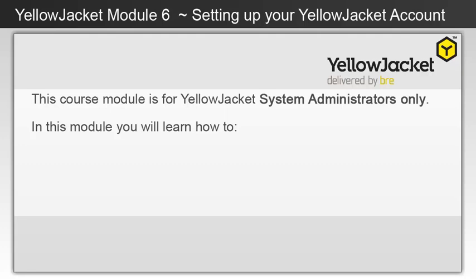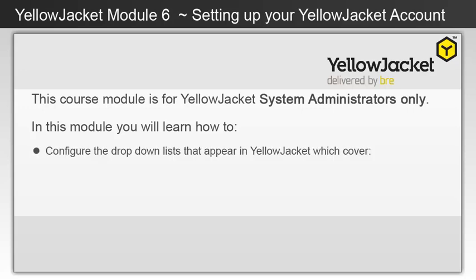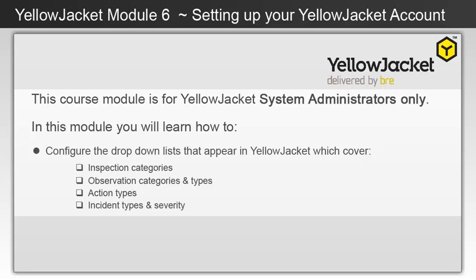This Yellow Jacket training course module is designed for system administrators only, also referred to as super users. Until the tasks within this module are completed within your account, other users will not be able to access or carry out any inspections within Yellow Jacket. So within this course module, you will learn how to configure the drop-down lists and menus that appear to other users within Yellow Jacket. This will include drop-downs for inspection categories, observation categories and types, action types, as well as reporting of incidents.